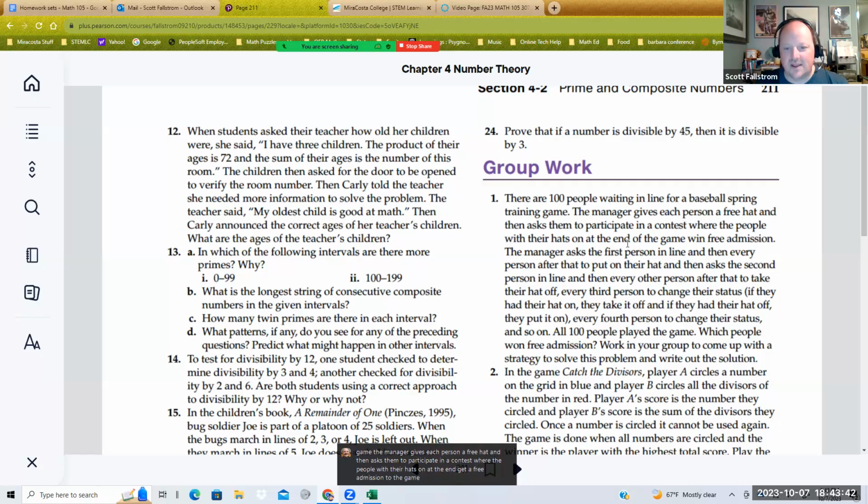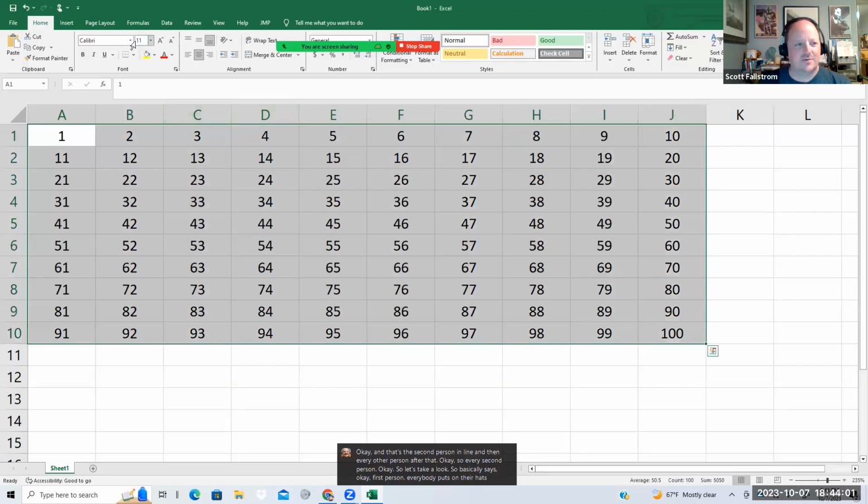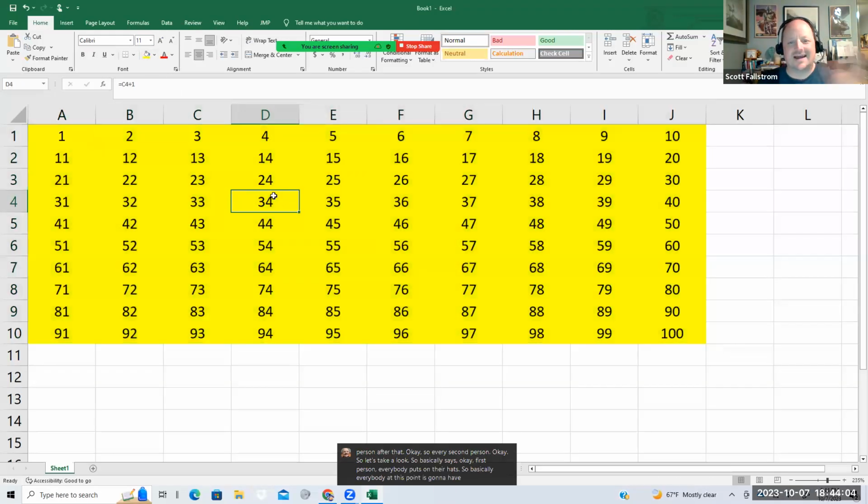Okay, sounds cool. He asks the first person in line and then every person after that to put on their hat. Okay, and asks the second person in line and then every other person after that. Okay, so every second person. Okay. So let's take a look. So basically he says, okay, first person, everybody puts on their hats. So basically everybody at this point is going to have their hats on. So I can highlight them.